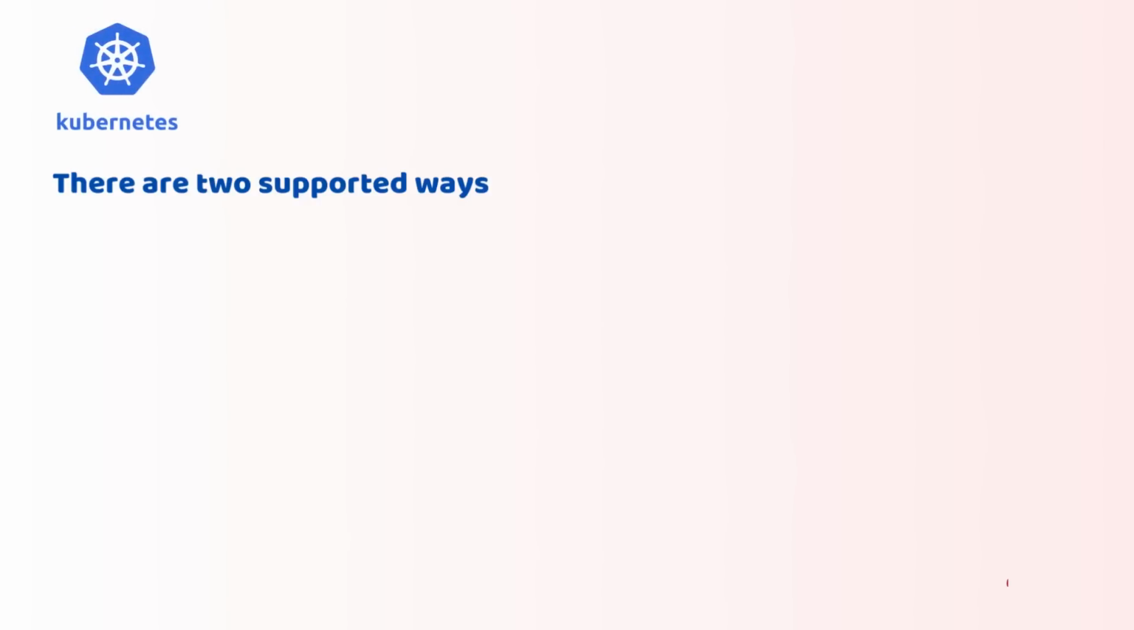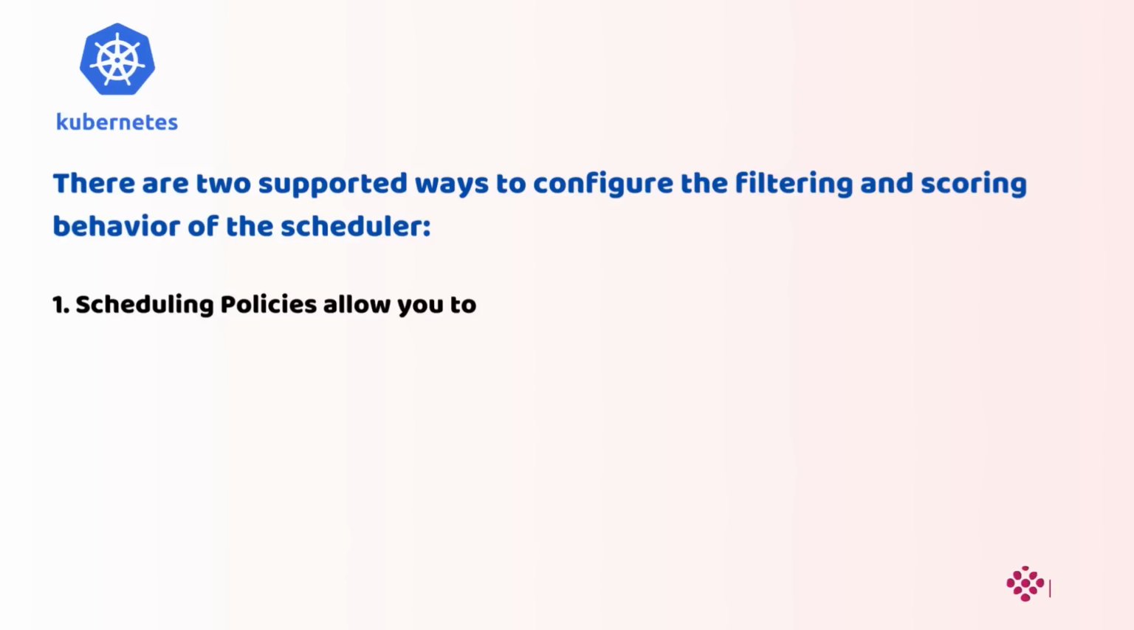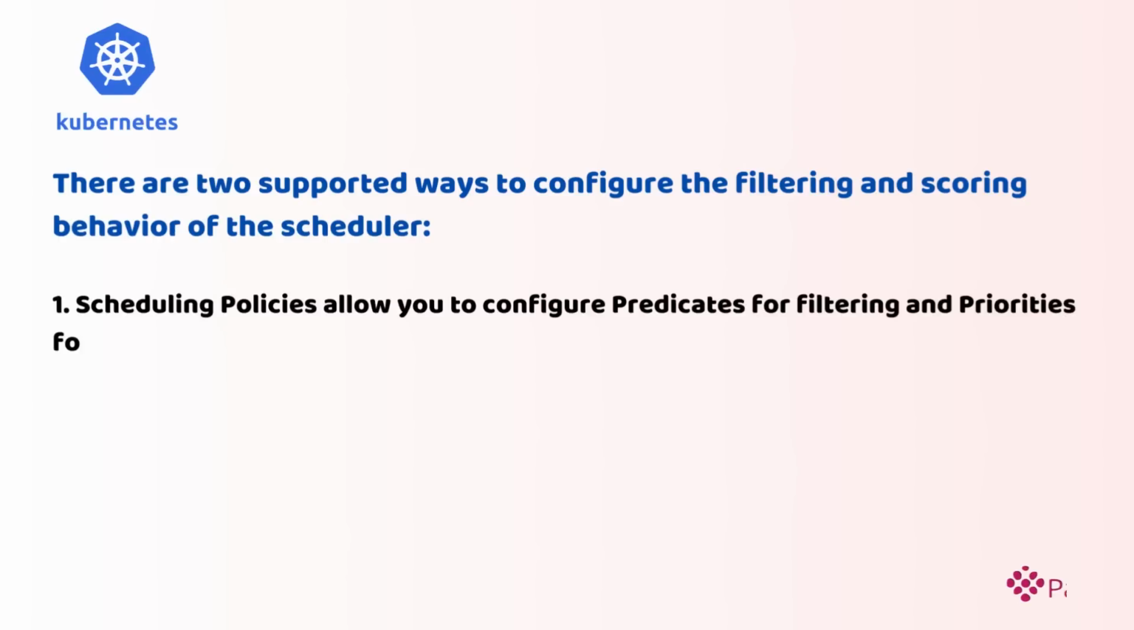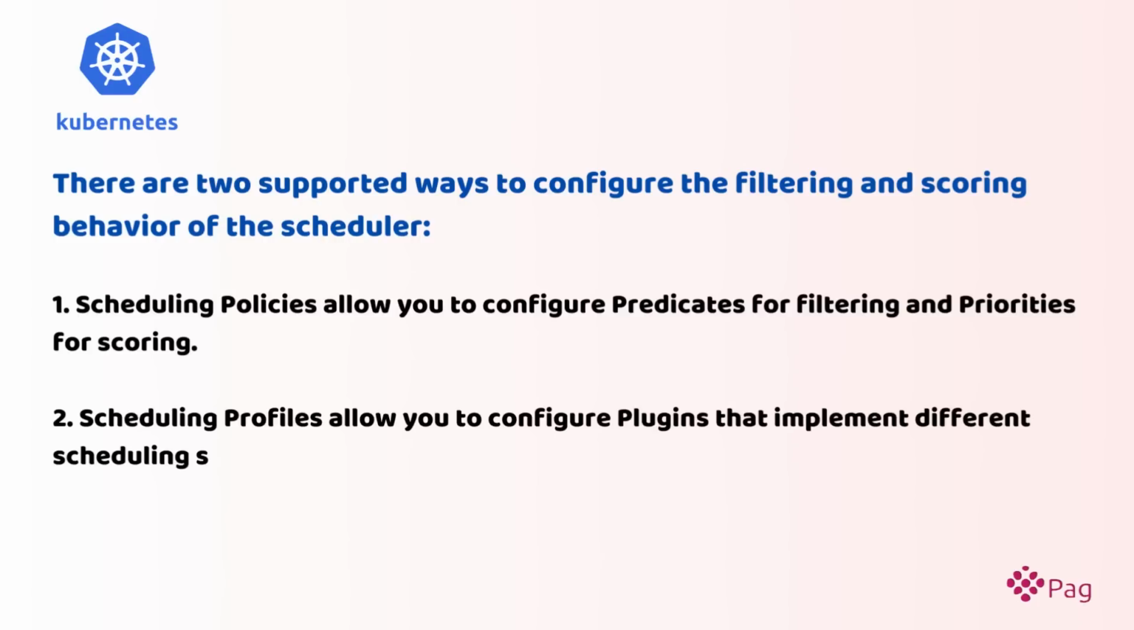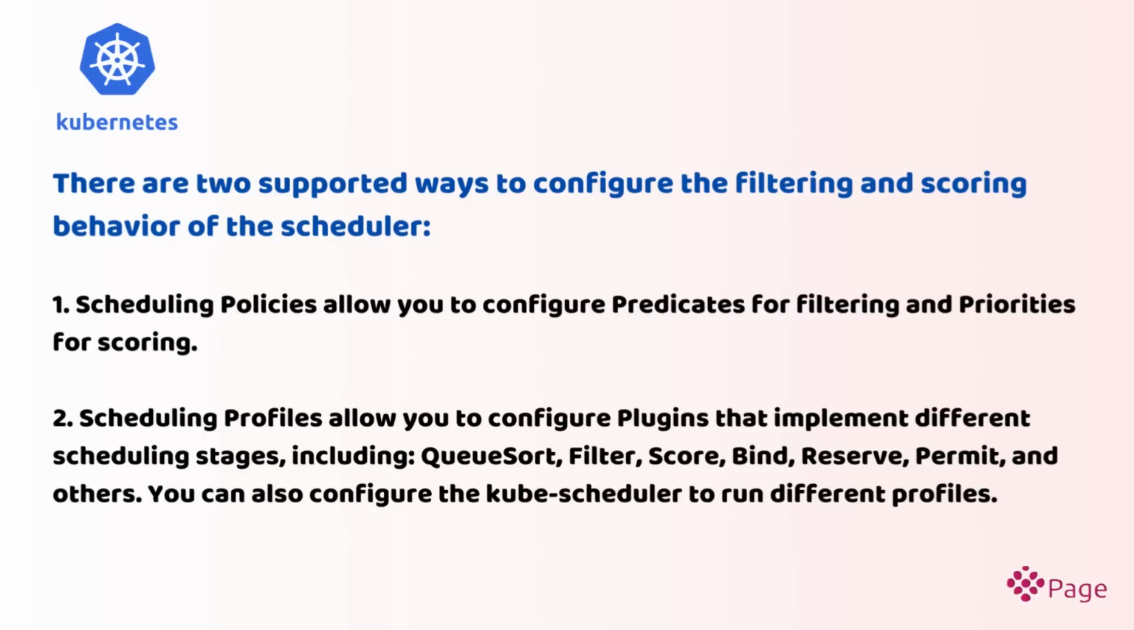There are two supported ways to configure the filtering and scoring behavior of the scheduler. Scheduling policies allow you to configure predicates for filtering and priorities for scoring. Scheduling profiles allow you to configure plugins that implement different scheduling stages, including queue-sort, filter, score, bind, reserve, permit, and others. You can also configure the Kube-scheduler to run different profiles.